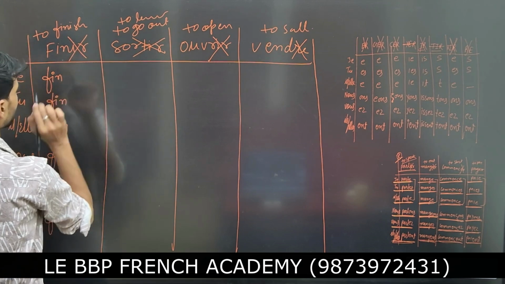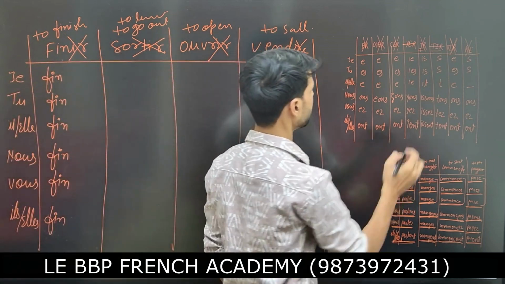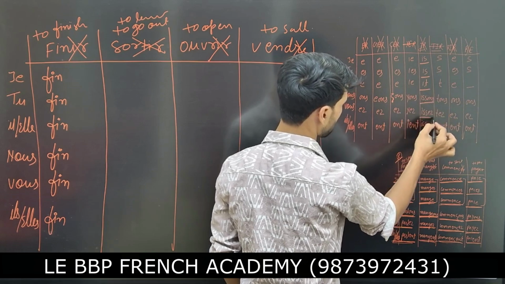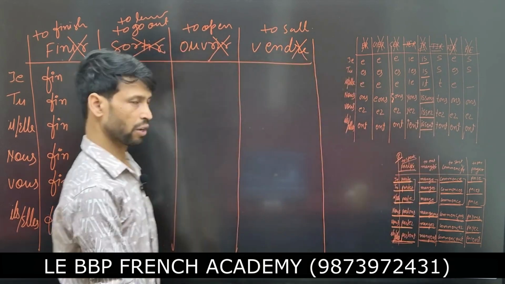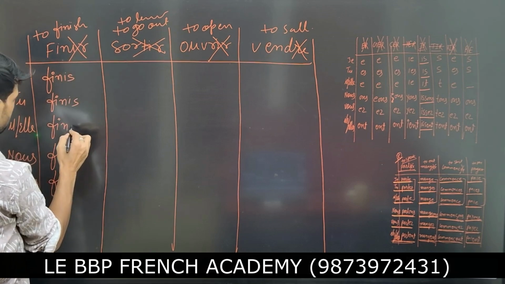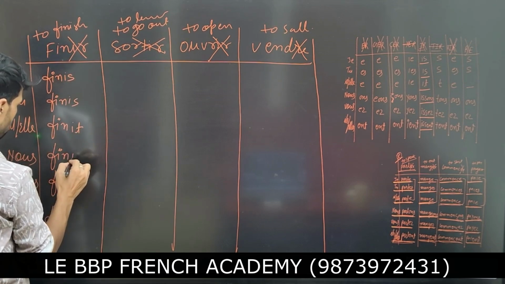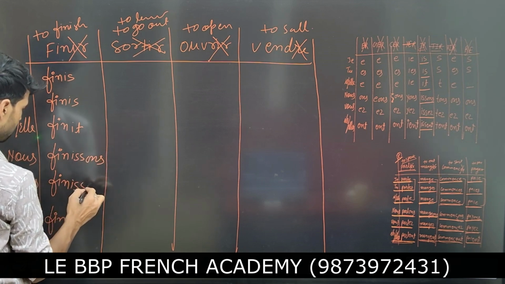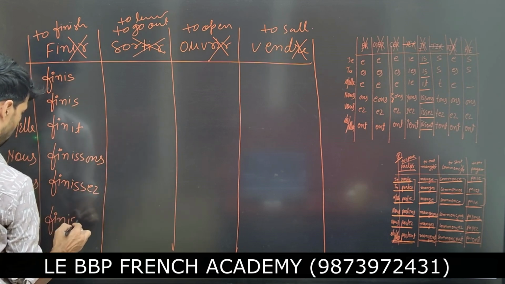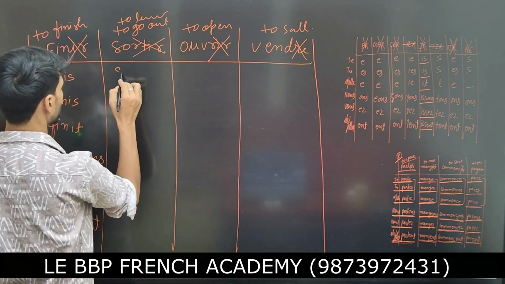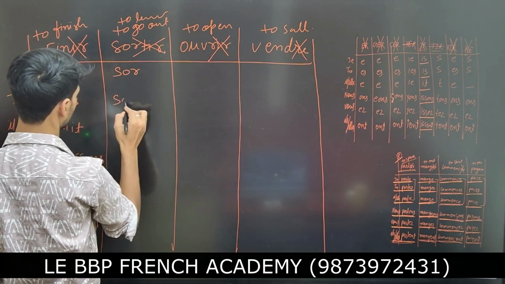Okay, then what is the ending of IR? The IR endings are here: is, is, it, issons, issez, issent. Okay, you can put here like is, is, it, issons, issez, and issent. Sortir, like sort for all.